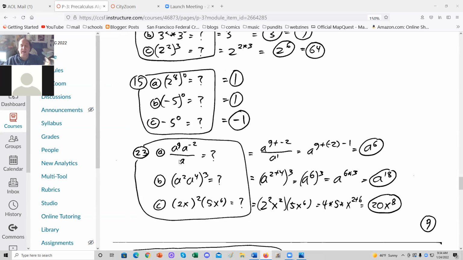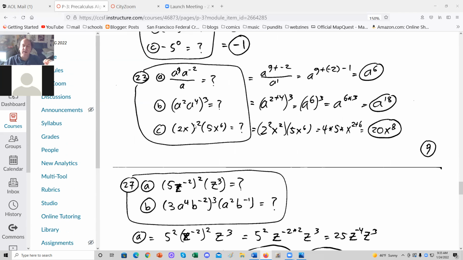If a to the 9, a to the negative 2 over a is what? We'll write this a in the denominator as a to the first. You add these up in the numerator, we add the exponents. a to the 9 plus negative 2 over a to the 1. Here we're dividing by a to the 1, so we subtract 1. a to the 9 plus negative 2 minus 1 comes out to a to the 6th. If a squared a to the 4th, cubed, is what? Well, we add the exponents here, a to the power 2 plus 4. It's a to the 6th, all that cubed. Now, repeated exponents means we multiply the exponents, a to the power 6 times 3. That's a to the 18th.